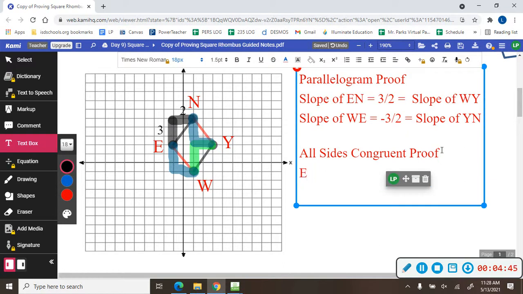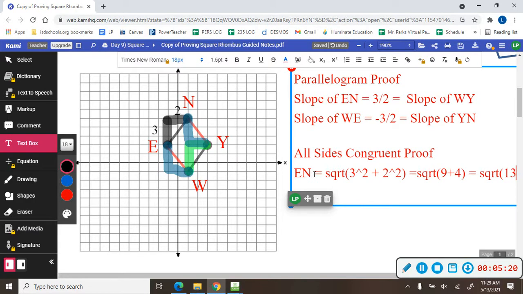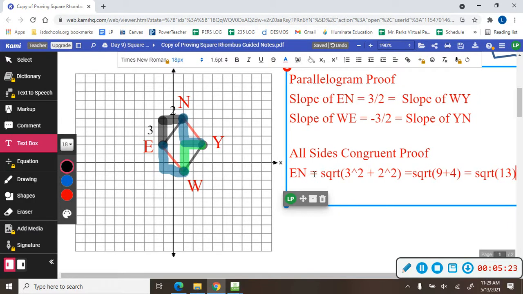So EN, and if I had different software, I'd put a little line over there to say line segment. EN is equal to the square root of 3 squared plus 2 squared. Remember, a squared plus b squared is c squared. At the very end, when you're solving for c, you take the square root. So I'd get the square root of 9 plus 4, and that equals the square root of 13. And I'm going to leave it as square root of 13.